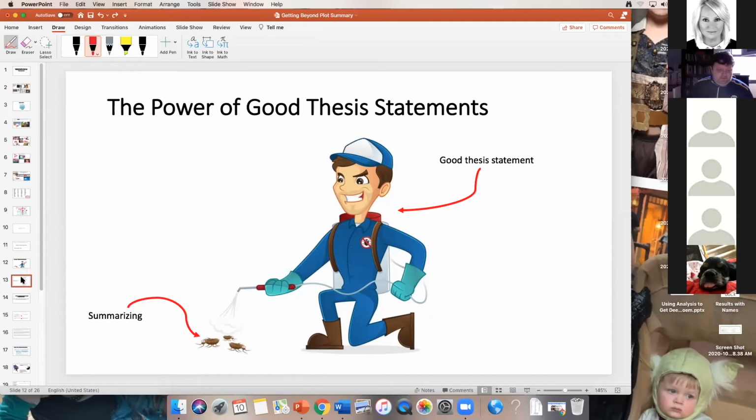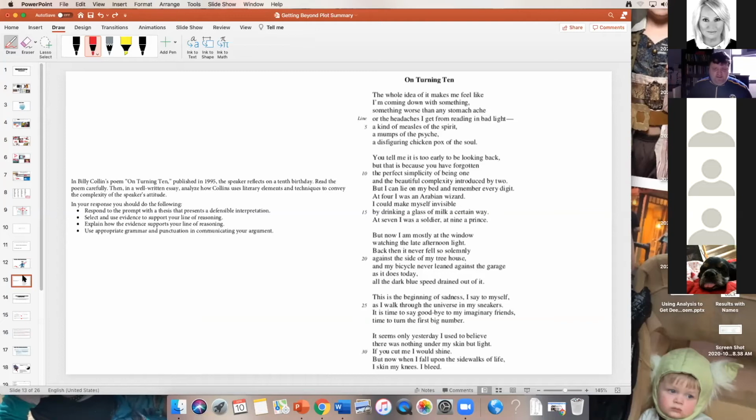Let me give you an example. So here's "On Turning 10" again. Do we need to reread this out loud once to refresh everyone on it? Let me know in the chat box.